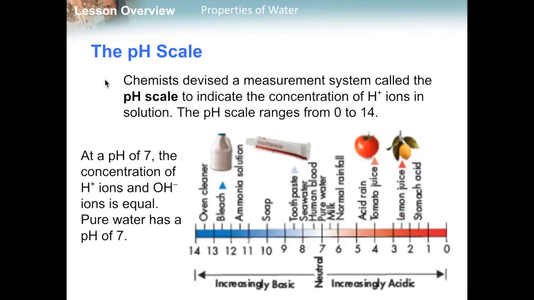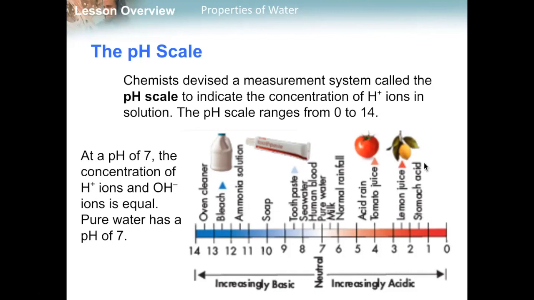So the pH scale measures this. Chemists devised a measurement system called the pH scale to indicate the concentration of hydrogen ions in solution. pH ranges from 0 to 14. At a pH of 7, the concentrations of hydrogen ions and hydroxide ions are equal. Pure water has a pH of 7.